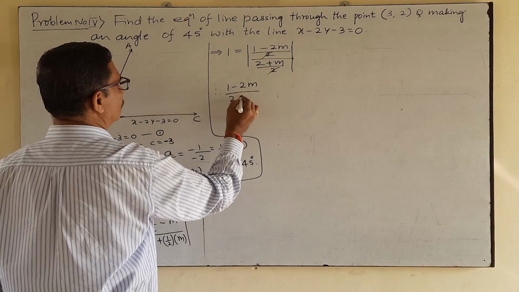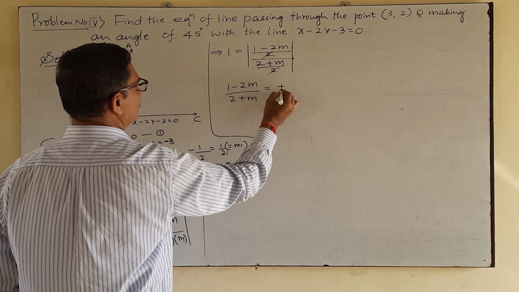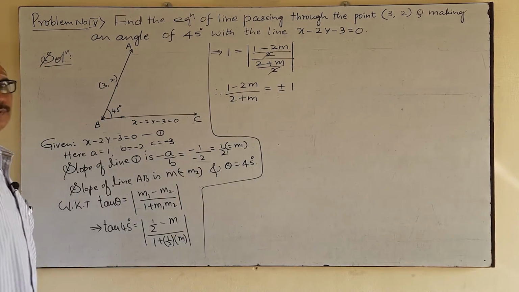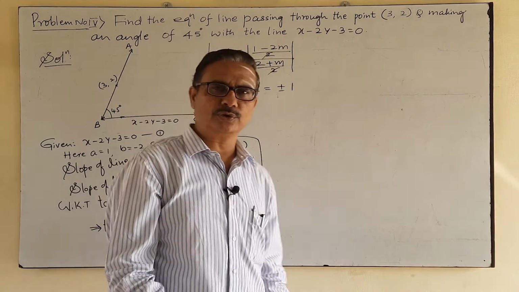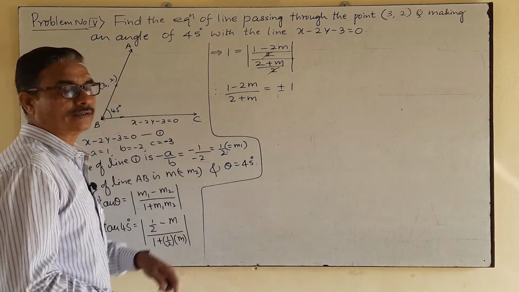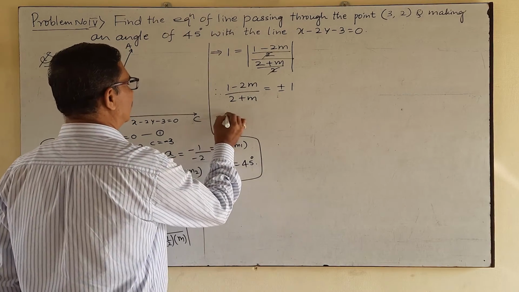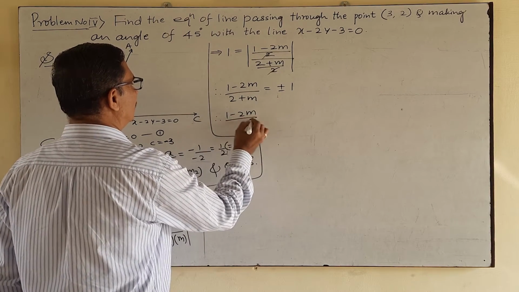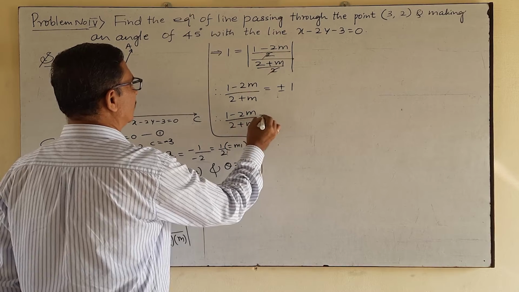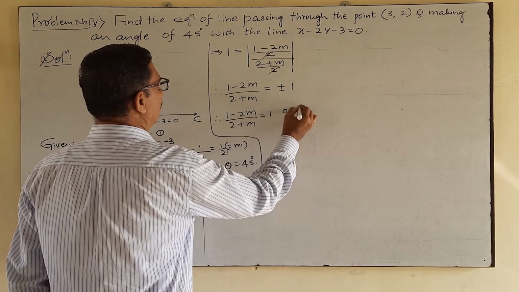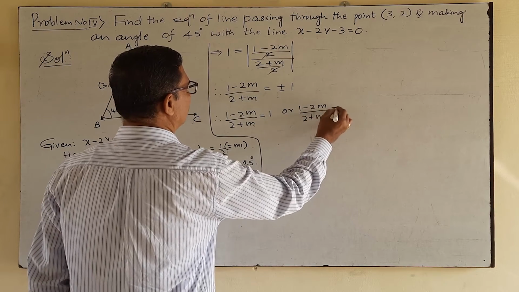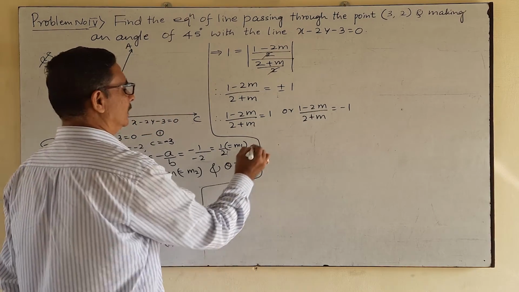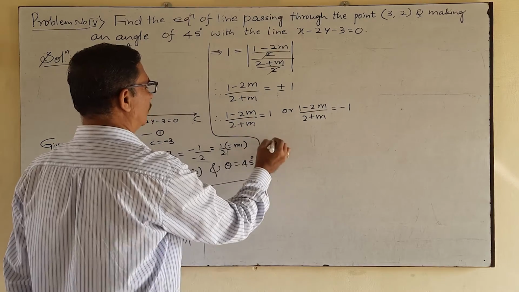1 minus 2m by 2 plus m is equal to plus or minus 1. Because we don't know the value of m, it may be positive or negative. That's why we take plus or minus. Now therefore there are two cases. 1 minus 2m by 2 plus m is equal to plus 1, or 1 minus 2m by 2 plus m is equal to minus 1. Now simplify. Now cross multiply.